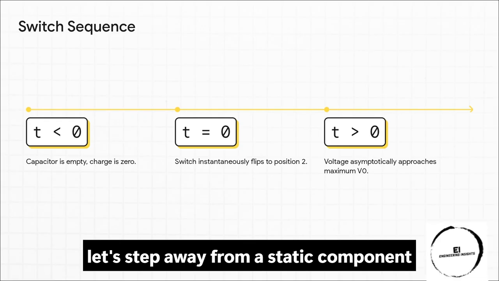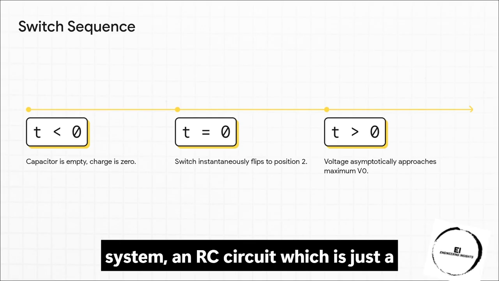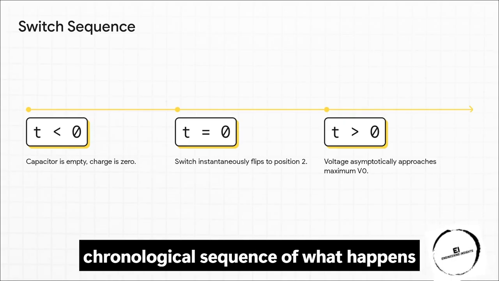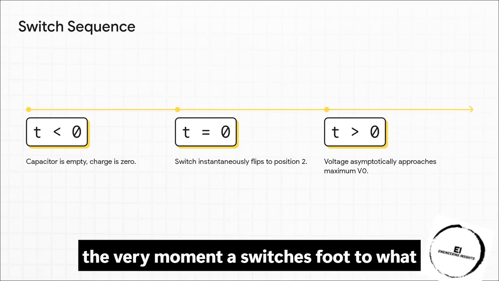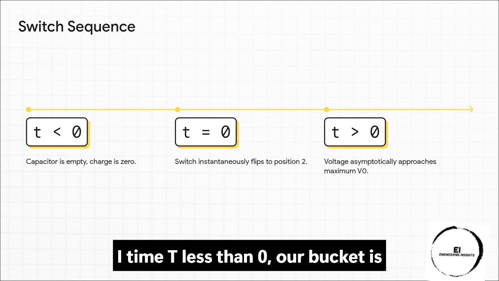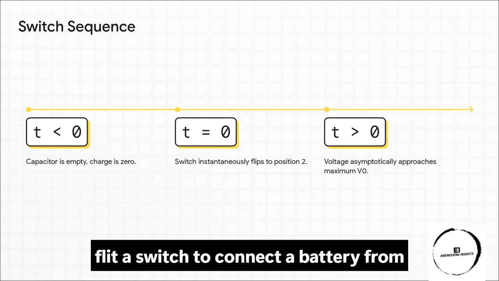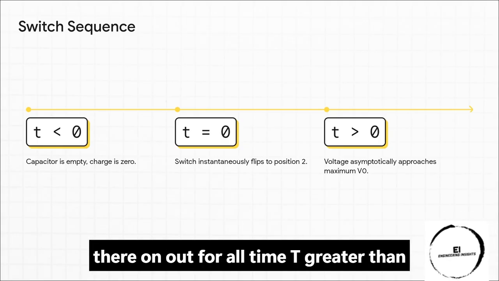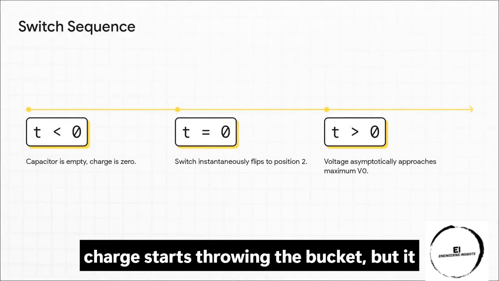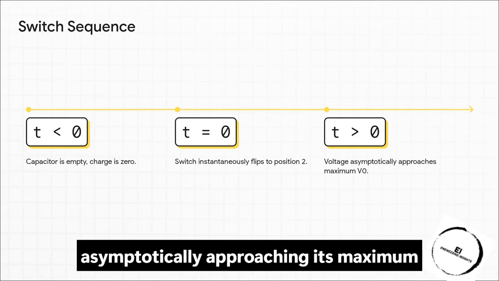Okay, so let's step away from a static component for a second and step into a time-varying system, an RC circuit, which is just a resistor and a capacitor combined. We really need to look at the exact chronological sequence of what happens the very moment a switch is flipped to let the current flow. Before we do anything, at time t less than 0, our bucket is completely empty, zero charge. Then, at exactly time t equals 0, boom, we instantly flip a switch to connect a battery. From there on out, for all time t greater than 0, the physics completely takes over. The charge starts filling the bucket, but it gets slower and slower as it fills, asymptotically approaching its maximum limit.